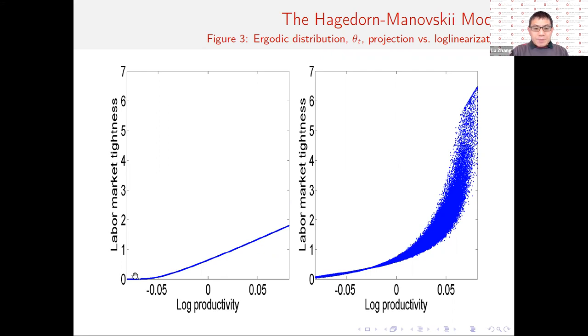Now labor market tightness. The projection code respects the theoretical property that labor market tightness is a one-to-one function of log productivity, whereas log-linearization will miss that, in particular because log-linearization underestimates the unemployment rate in good times. As a result, the labor market tightness gets blown up in good times, which is why you see the big rush towards good times.